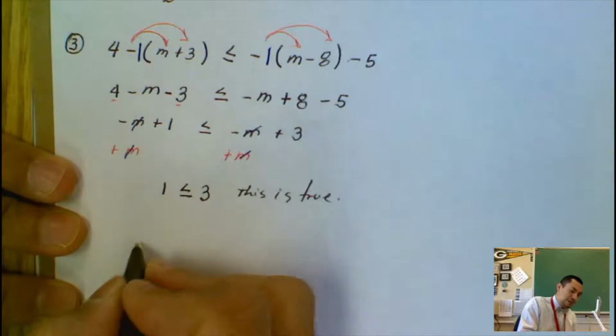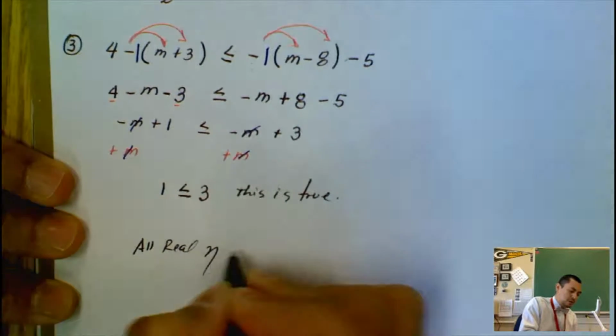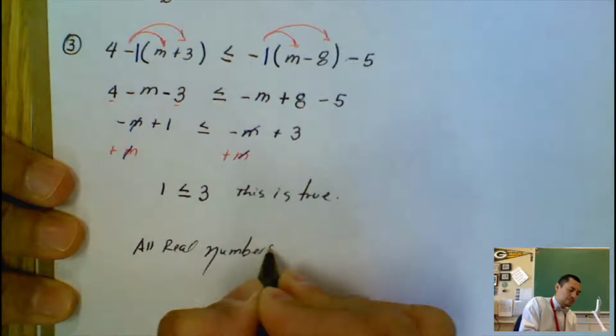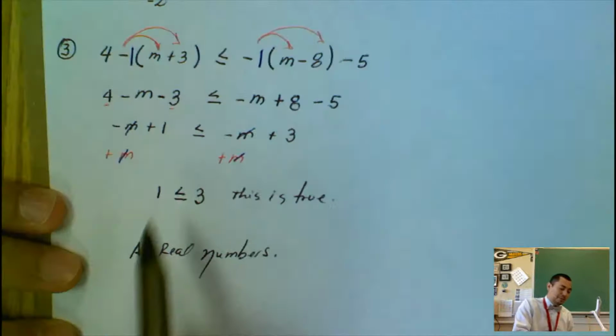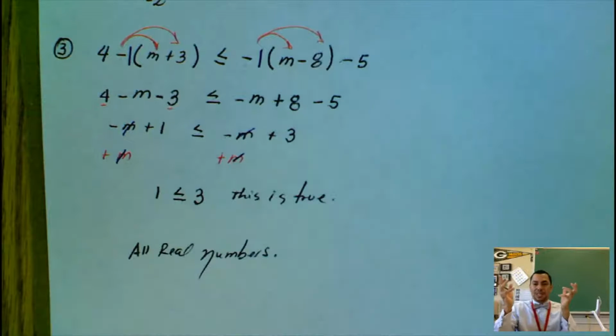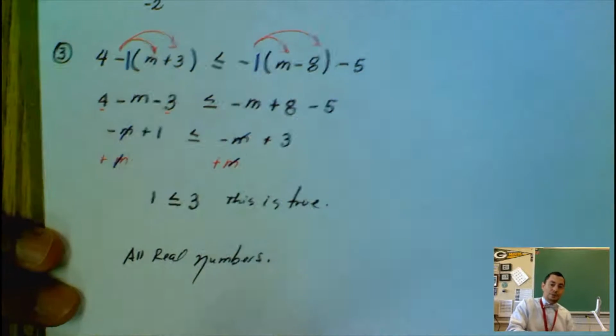In this case, my solution is all real numbers. Whatever number you choose is going to be a solution of that inequality. So that's the solution, all real numbers. Every time your variables cancel out, then you look at your inequality. Is 1 less than 3 or 1 less than or equal to 3? So it's yes. So all real numbers. Those are the first 3 problems.